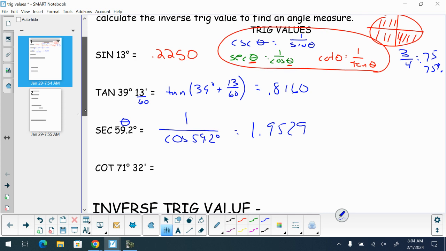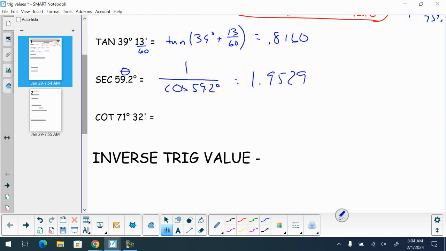All right, let's go to the cotangent. 71 degrees, 32 minutes. Now you're combining both of these ideas. First, rewrite as its reciprocal function. Cotangent, I don't have a cotangent button, but we can rewrite it as 1 over what? And just rewrite it. Don't try to do too many things at once.